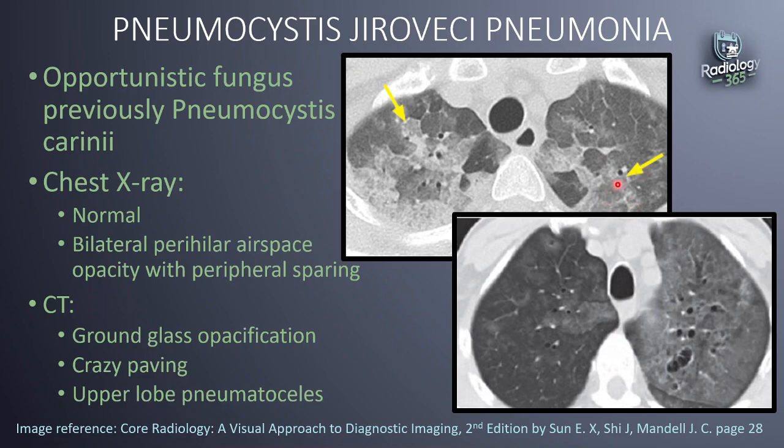In the axial CT below, this is of a different patient, and this patient also has pneumocystis pneumonia. It shows asymmetric ground glass opacification with thin-walled cysts. So we see some areas of ground glass opacification here, and then worse on the left. And within this, we see some cystic areas.